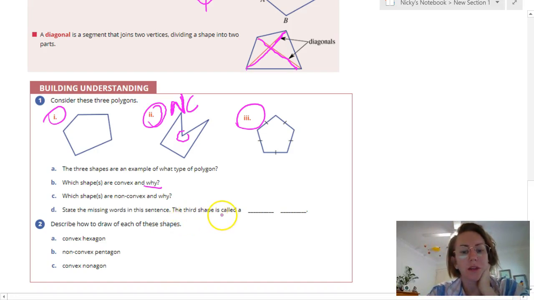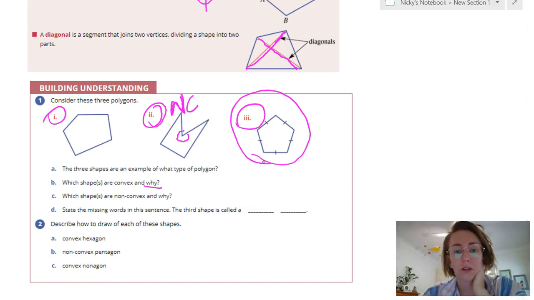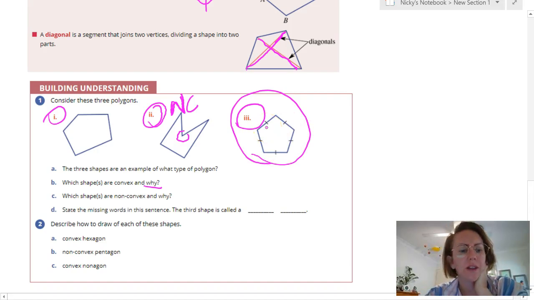State the missing words in this sentence. The third shape is called A, and you're looking for 2 words, so pentagon is going to be one of them. What sort of pentagon is it? It's a regular pentagon, because all the sides are the same length. I know that on this one because it's got that little dash over the top showing that they're all equal to each other.